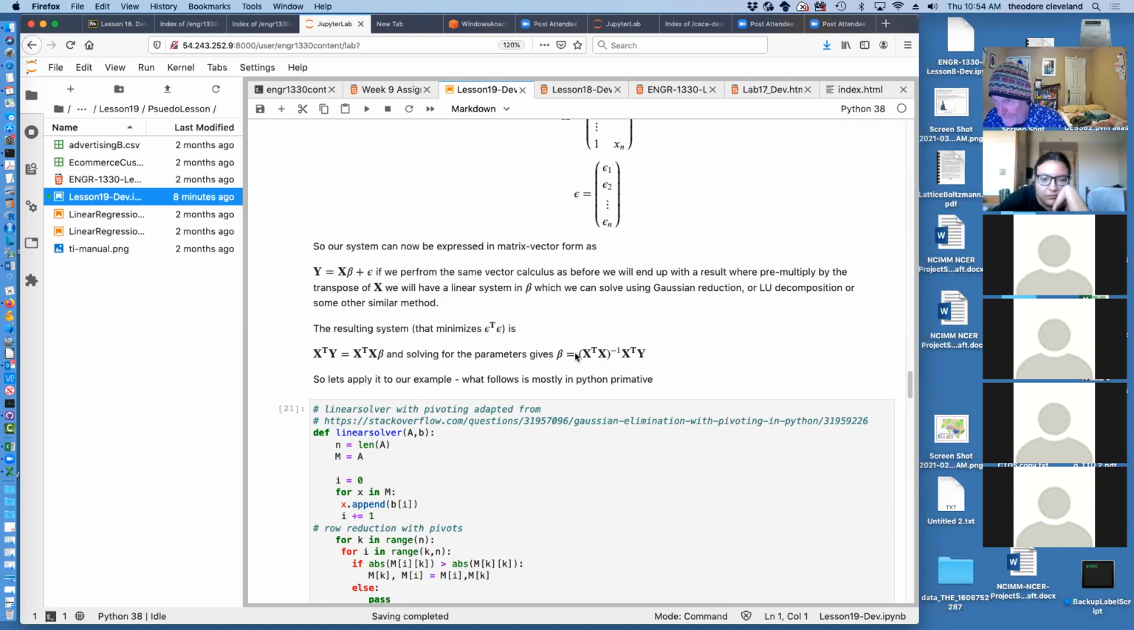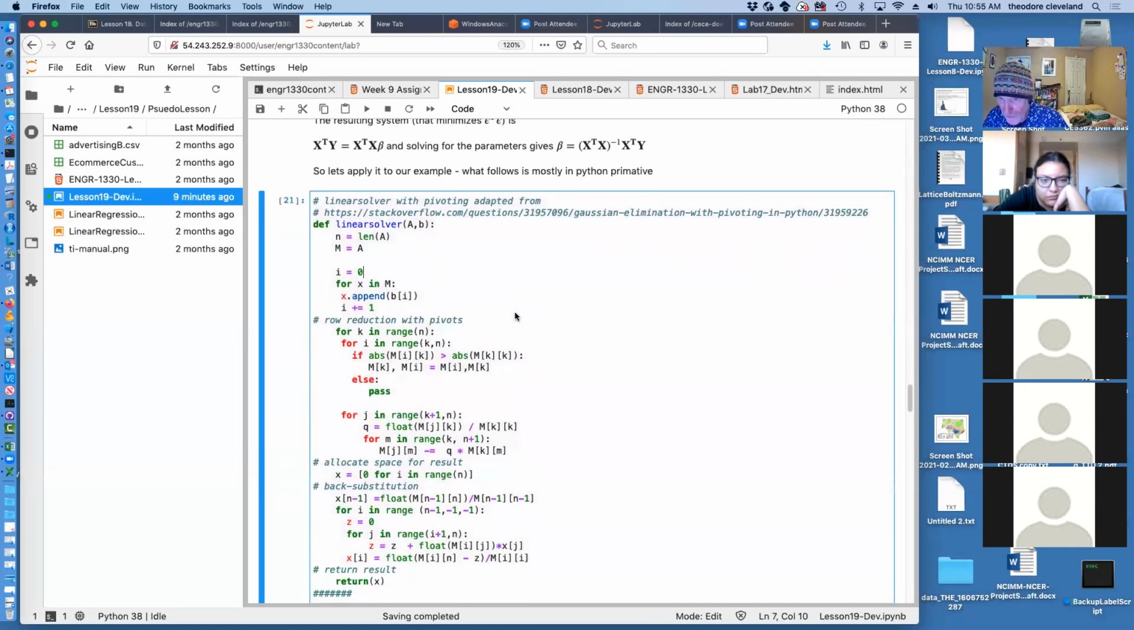Now, normally you would never actually do the matrix inversion, especially when you're dealing with thousands and thousands of things, because the matrix inversion is unnecessary. Instead, we just solve the associated linear system X transpose X beta equals X transpose Y for beta.